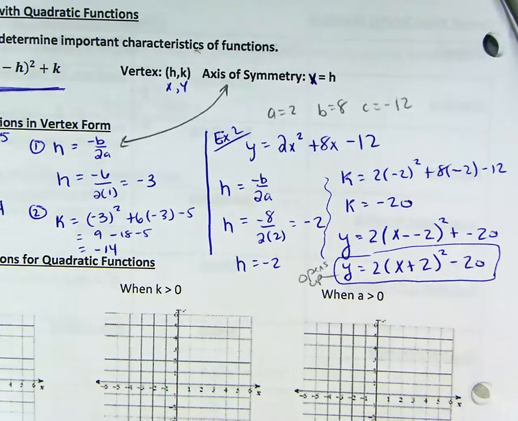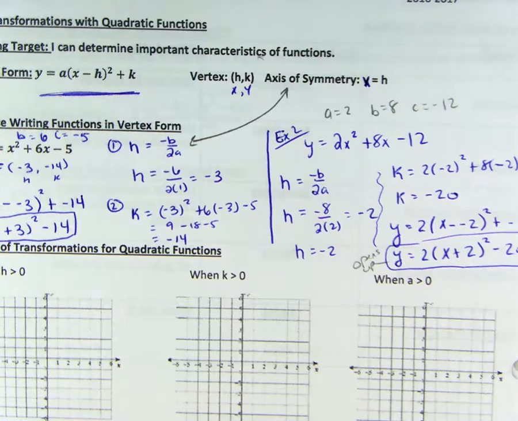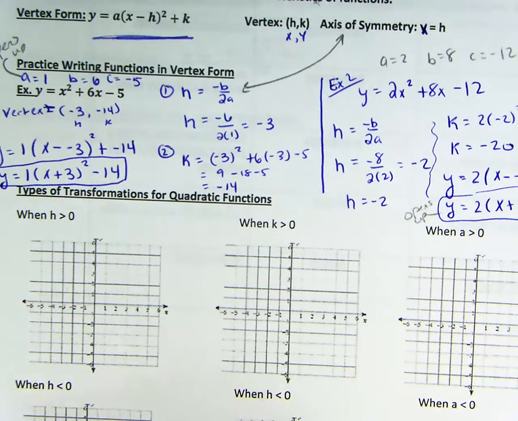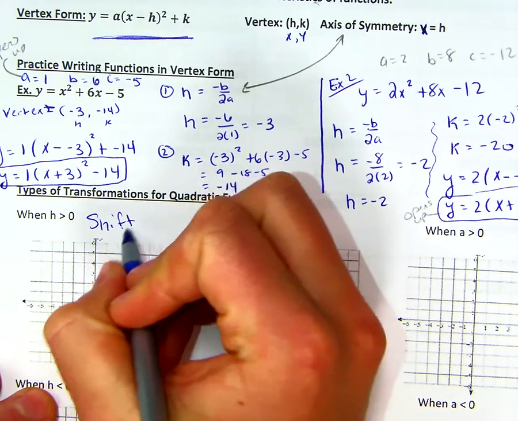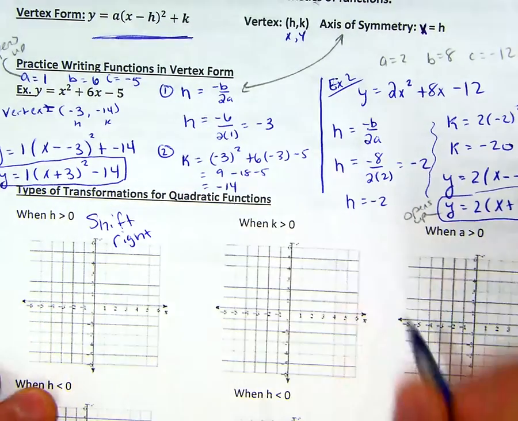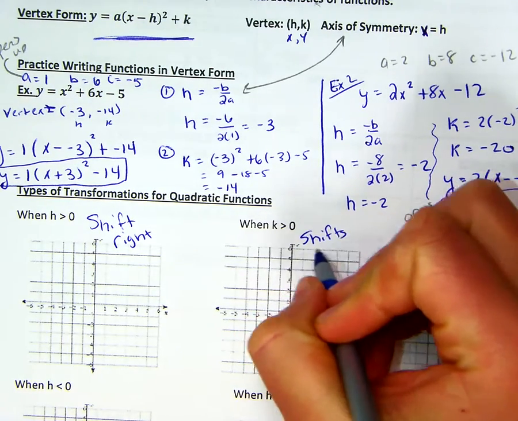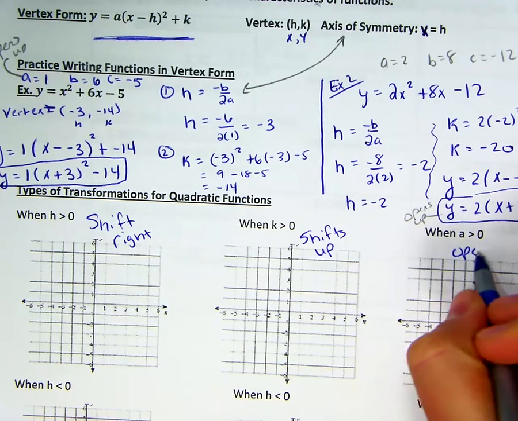That's one of the parts of the assessment for 4-7. Right now I'm just going into a quick review of what each part does. So if h is greater than 0, it's going to shift right. If k is greater than 0, it shifts up. If a is greater than 0, it opens up.